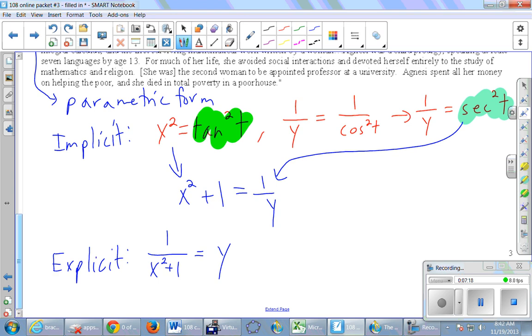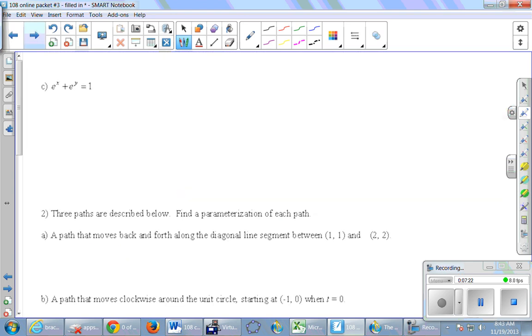Okay, and on the next page, e to the x plus e to the y equals 1. So here the x's and y's are all mixed up. So that is called an implicit version. And let's go ahead and solve for y to get the explicit version.